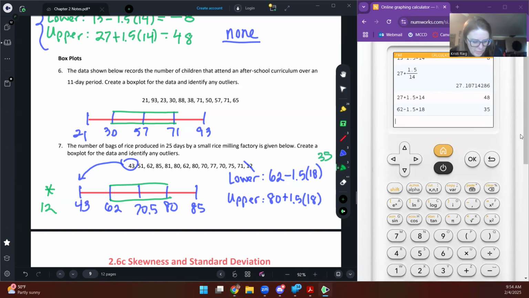So somewhere over here is the fence at 35. And since 12 is smaller than 35, 12 is our outlier. Why isn't there an upper outlier? Well, let's plug it in. We have 80 plus 1.5 times 18, and I get 107. So this fence is over here, 107. If this is a number line, 107 is way bigger than 85. Therefore, there are no upper outliers.